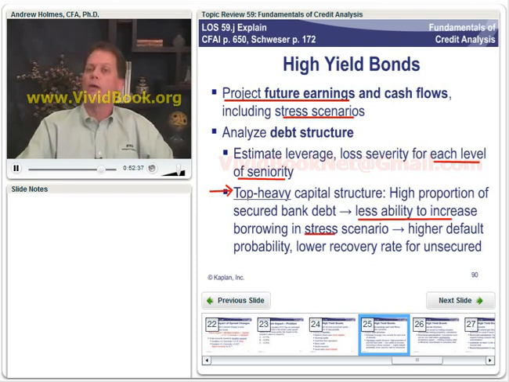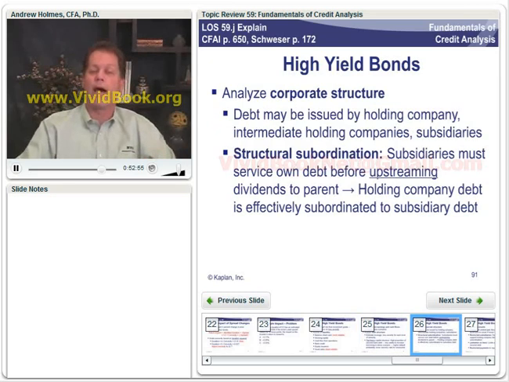If you can't borrow quickly, then you're not able to react to the stress of whatever the situation is. That means you're going to have a higher probability of default and probably a lower recovery rate for that unsecured debt. So top heavy means lots of bank debt, which means that you're going to have a higher default probability.